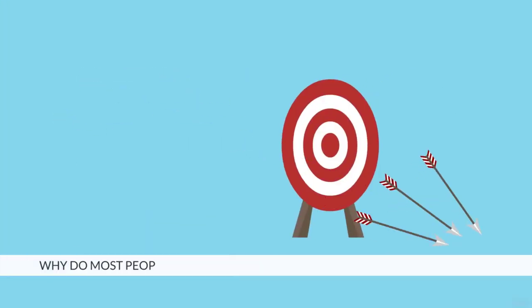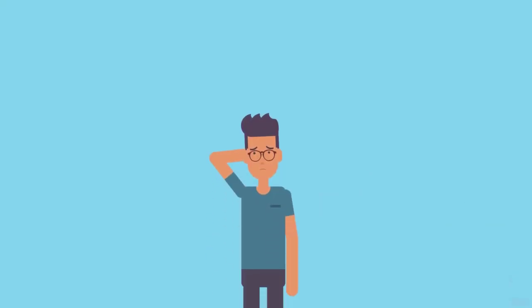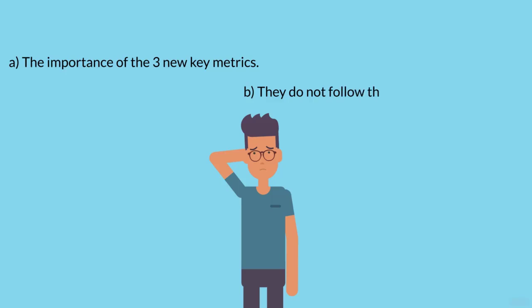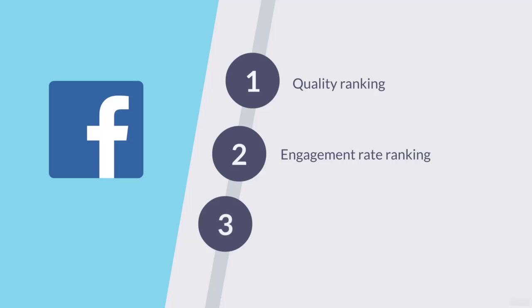Why do most people fail with Facebook, Messenger, and Instagram ads? Because they either do not understand A, the importance of the 3 new key metrics, or B, they do not follow the 3 steps of a customer's journey on social media. Facebook has deployed 3 new key metrics. Number 1, quality ranking. Number 2, engagement rate ranking. And number 3, conversion rate ranking.